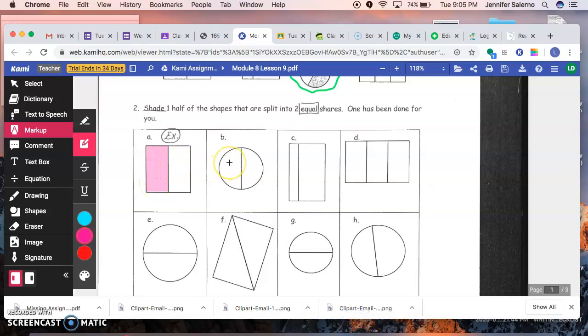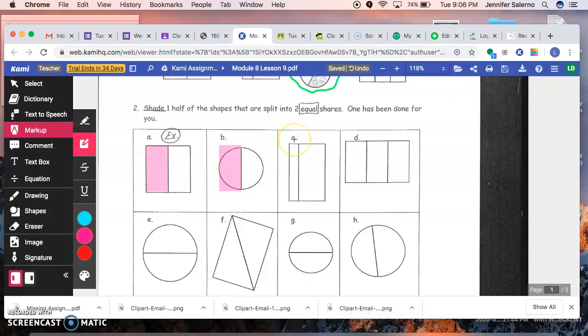Then I would come to B. Again, I have two parts, and yes, they're equal. So because there's two, like it told us in the directions, and they're equal, I need to shade in 1/2 of it, okay? 1/2, meaning one part. So again, this is what I mean by the markup tool. Because it's like this, you'll see that it's going to hang over a little bit, but again, that's perfectly okay, okay? And I'm going to do one more with you.